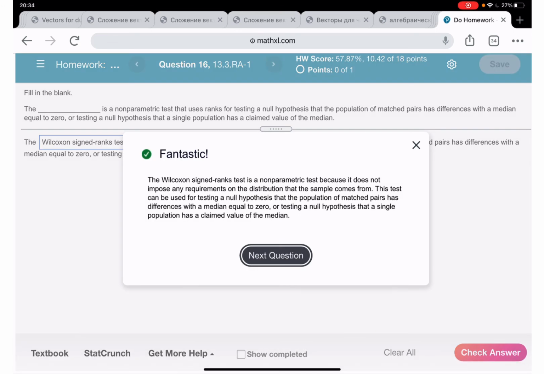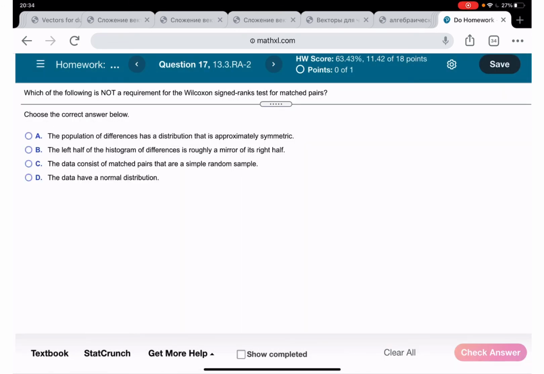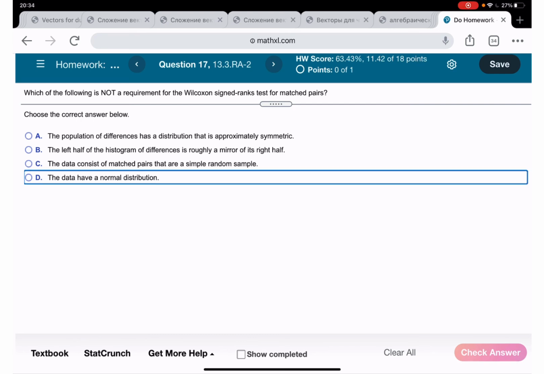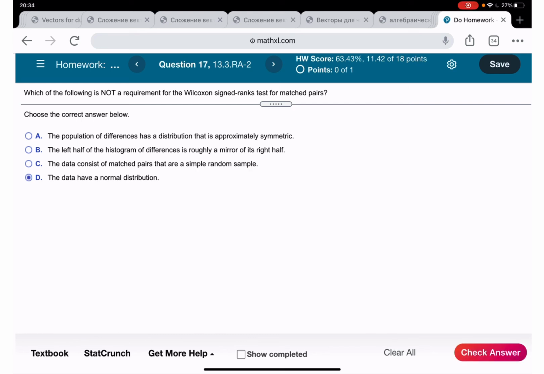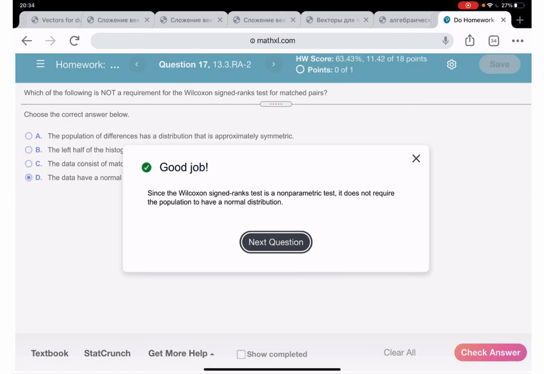Question number 17. Which of the following is not a requirement for the Wilcoxon signed test for matched pairs? This one. Data have normal distribution. There is no such requirement.